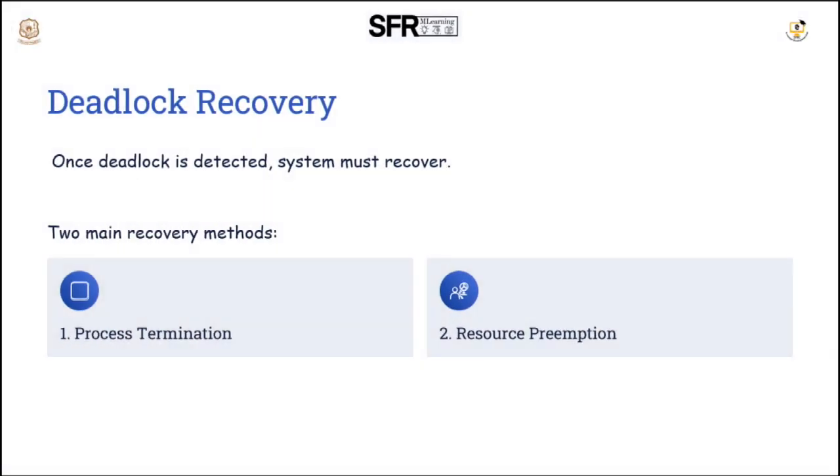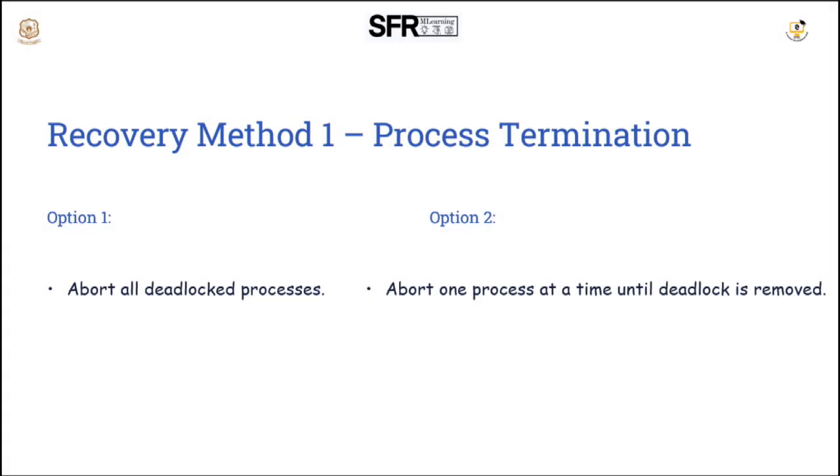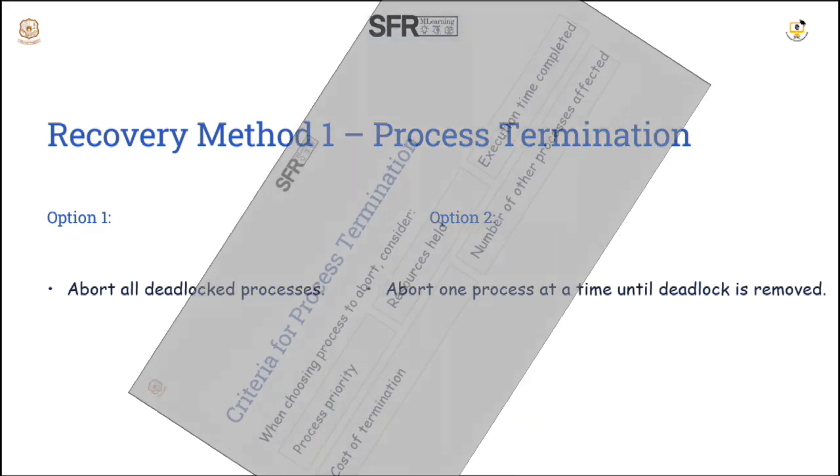Deadlock recovery. Once deadlock is detected, system must recover. Two main recovery methods are process termination and resource preemption. So for recovery method 1, process termination. Option 1. Abort all deadlocked processes. Option 2. Abort one process at a time until deadlock is removed.